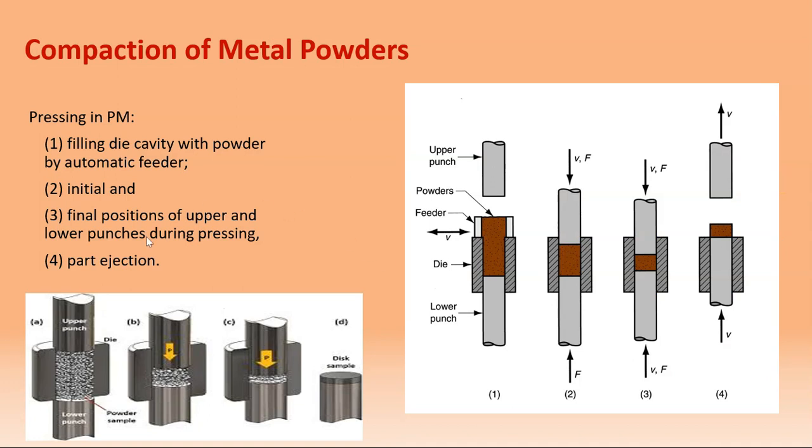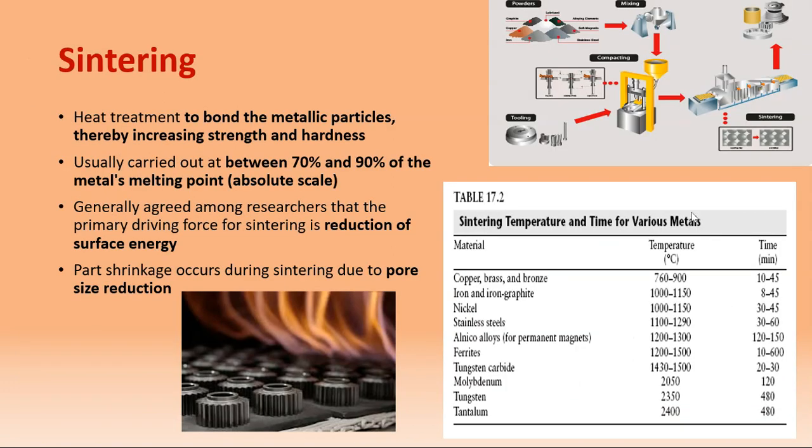These are the process steps. They fill up the cavity, and then they have the initial press, and once the position is ready, they have the final upper and lower punching process, and then the part is ejected. Once the green compact is ready, it goes into the sintering process. So this is the last process. Sintering is a heat treatment to bond the metallic particles and increase the strength and hardness, usually at between 70 to 90% of the metal melting point.